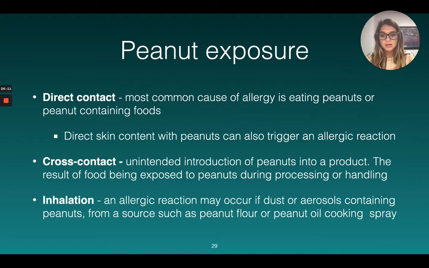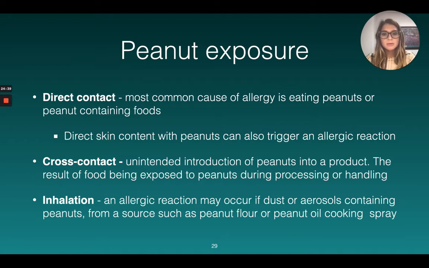And lastly, inhalation can cause an allergic reaction, and this can occur if dust or aerosols containing peanuts from a source such as peanut flour, those tiny particles, are inhaled, or peanut oil cooking spray. So the little aerosols, if you're using a cooking spray and those little particles make their way into the air and someone who has an allergy inhales that, it can also cause an allergic response.